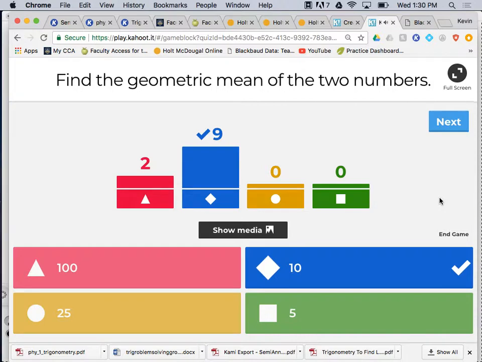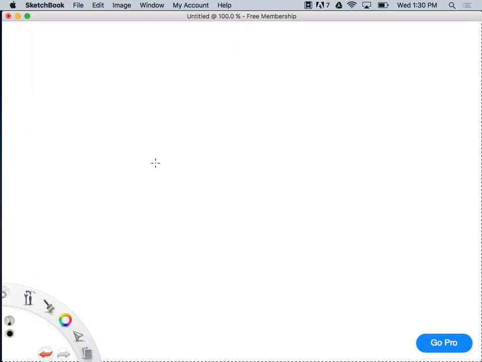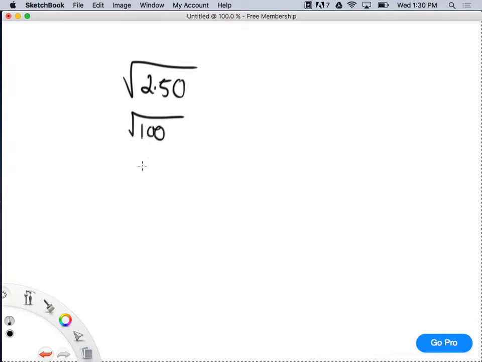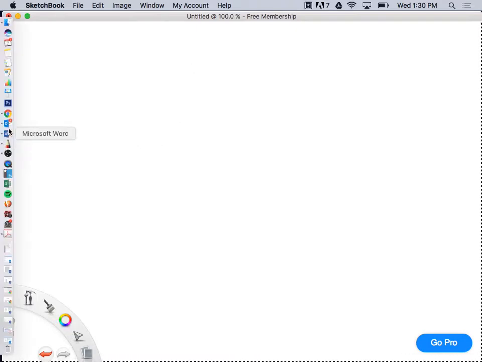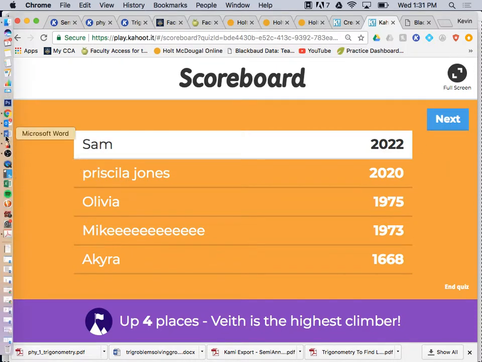Okay, guys, for this one, the square root of 2 and 50 is square root of 2 times 50, which is square root of 100, which is 10. Okay, so the geometric mean is just 10 for that one. Good. Sam's in first. Nice.